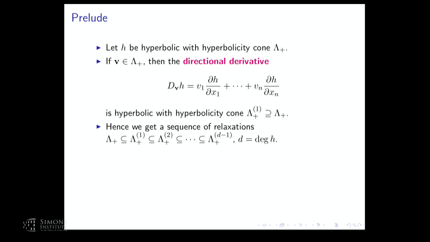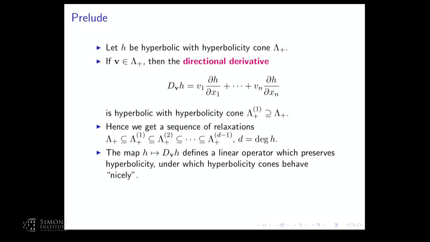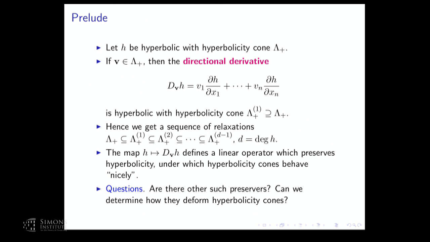So if we have a degree d polynomial, then we can do this d minus one times, and we end up with a half space. And this map is, of course, a linear operator, and it preserves hyperbolicity. And we know that the hyperbolicity cones behave nicely under this operation, too. Right. So a general question. This has been used several times in hyperbolic programming by James Renegar, for example, and they are sometimes called Renegar derivatives in that setting. So a natural question is, are there other such preservers, and can we determine how they deform the hyperbolicity cones in question? But our setting is somewhat different.